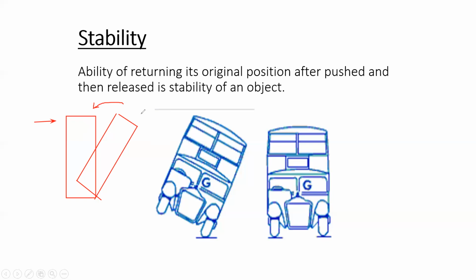But if the glass does not return back to its original position, we say the glass is unstable. So if an object can return back to its original position once the force is released, we say the object is stable. If it does not return back, we say the object is unstable. But this stability depends on two things. It depends on the position of the center of the mass.